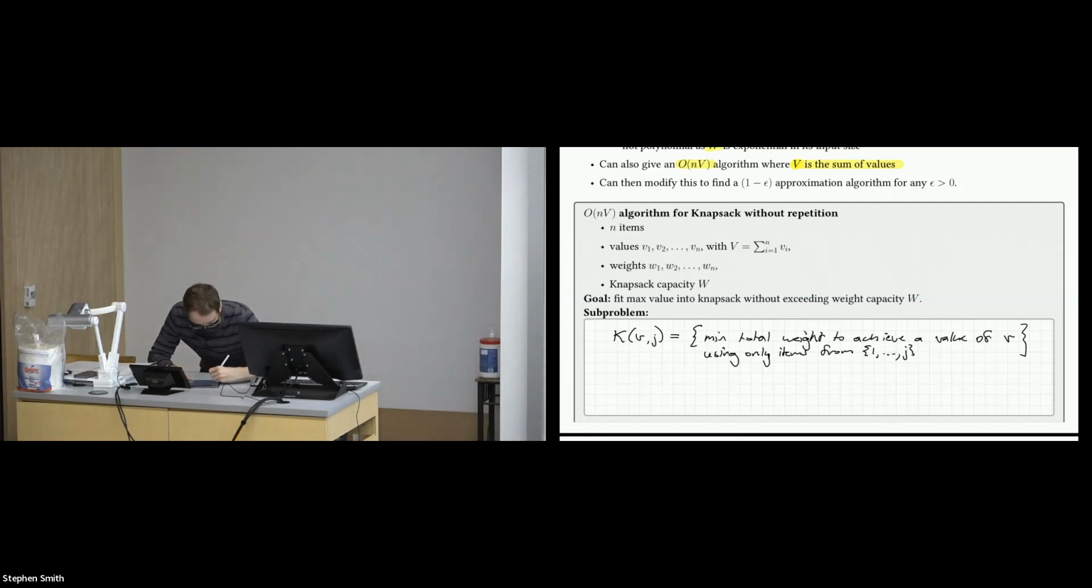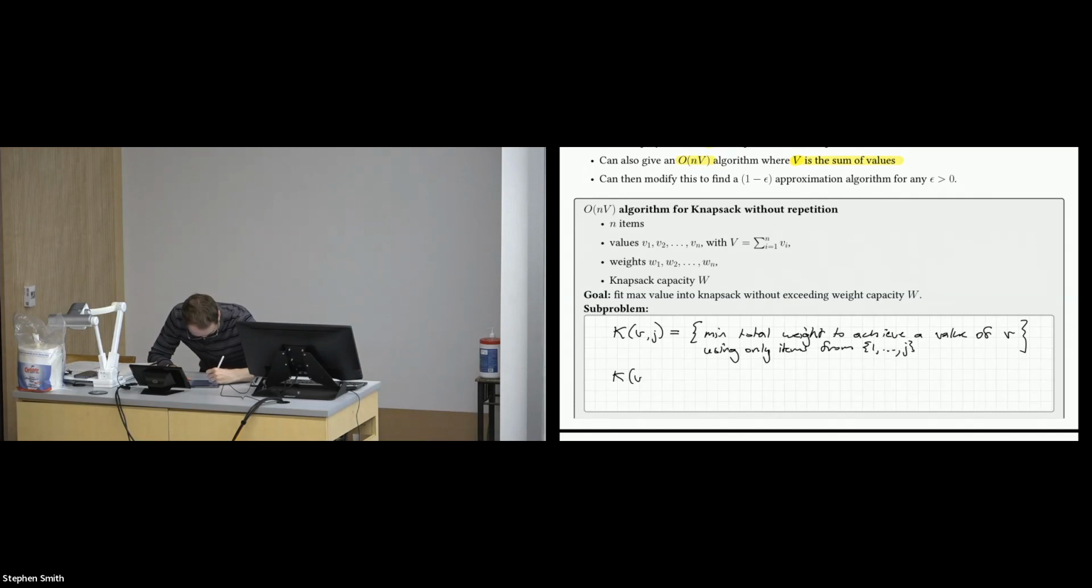So K(V, j) equals infinity if no such set of items exists.